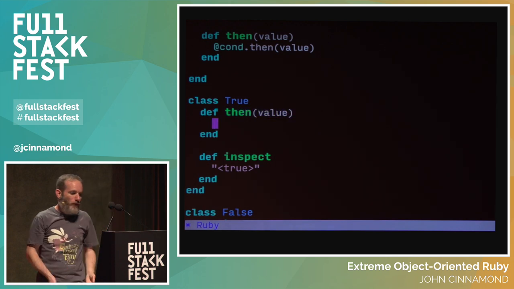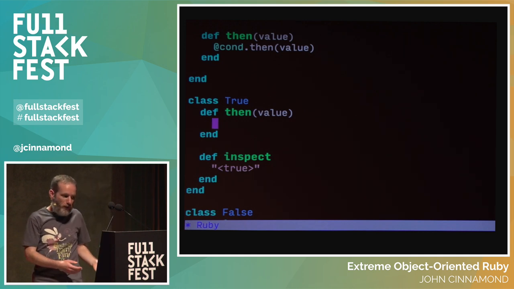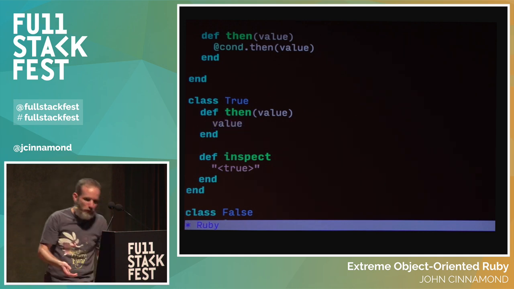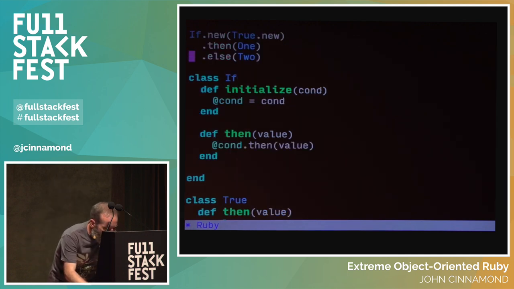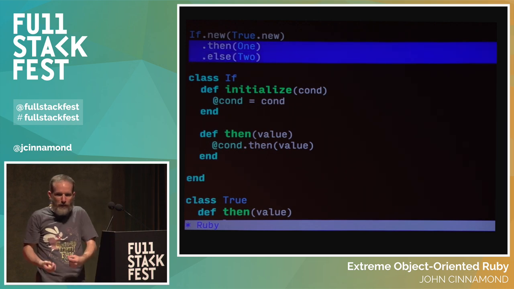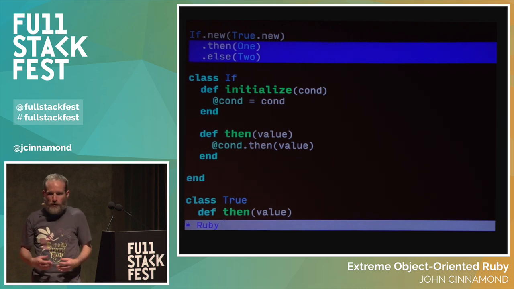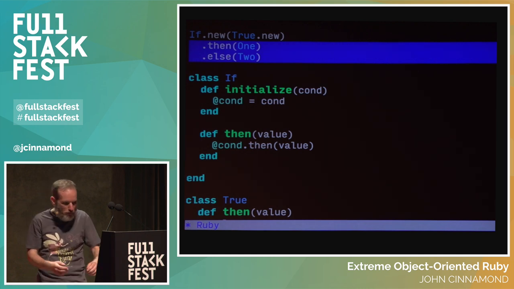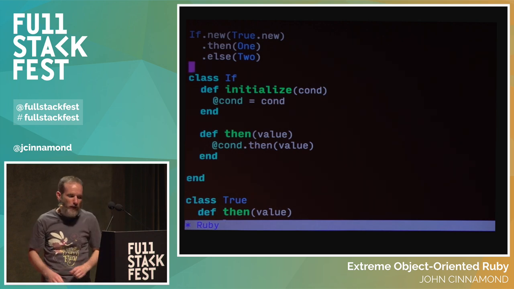OK, so inside true, we'll take a value. And if the conditional is true, then that's the value we return. We should just return this. And it's kind of tempting to just say, OK, that's what we'll do. We'll return it. But if you think back to the example we had above, at the top of the file, we can say that after we call then, we then call else. So whatever we return has to respond to else. And of course, our value, in this case 1, doesn't respond to else. It's not elseable. So we need to return something else that wraps up our value but lets us call else.